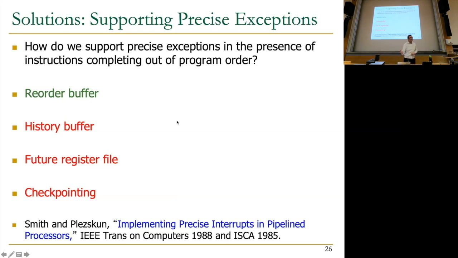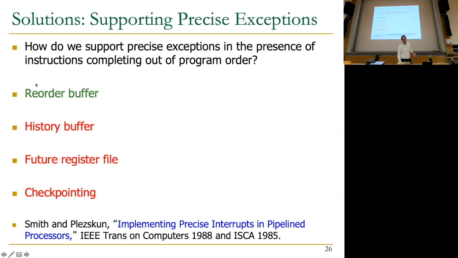And the key question we're trying to answer is, how do we support precise exceptions in the presence of instructions completing out of program order? This is going to become exacerbated when we talk about out of order execution, which is going to actually do other things. But there are four major solutions to this problem.